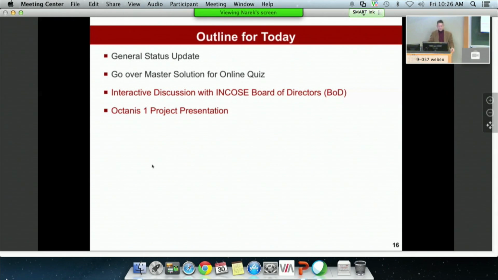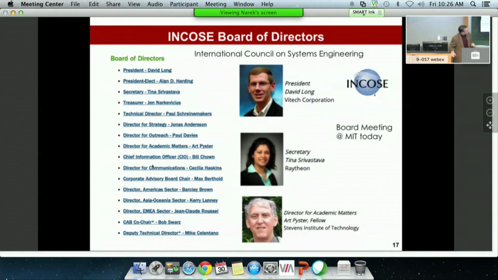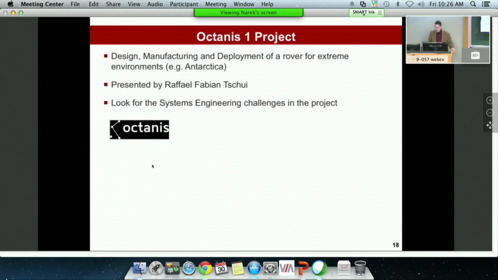Okay, so we've had our interactive discussion with the INCOSE Board of Directors, so hopefully you enjoyed that. And we are now right on time to hand it over to Octanis, and Raphael Fabian Chu will present this. It's essentially about the design, manufacturing, and deployment of a rover for extreme environments, Antarctica in particular. We look forward to Raphael's presentation. As you listen to Raphael, think about what you learned in this class so far. How does it connect? I think Raphael also tried to gear the presentation a bit to the system engineering concepts.